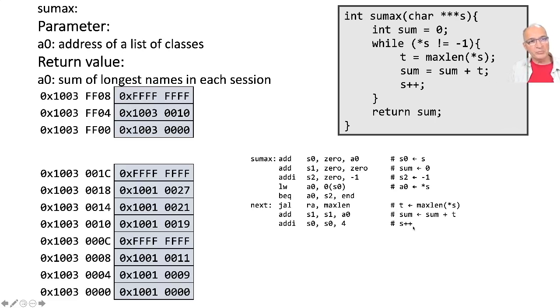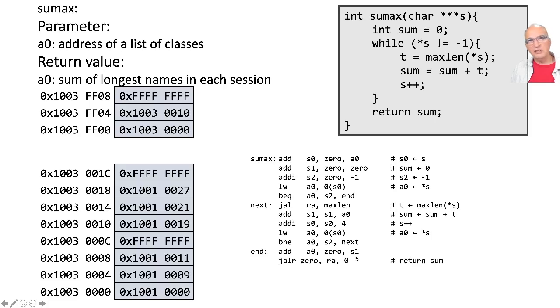I'll increment my pointer by 4, and then I'll load the value of 0(S0) into A0 again. This way I can test again. So I'm using that technique where I have 2 tests for the sentinel, so that I don't need to have an extra jump inside the loop. And if it's not the sentinel, I go back to repeat the loop. And in the end, all I have to do is copy the sum into A0 and return.